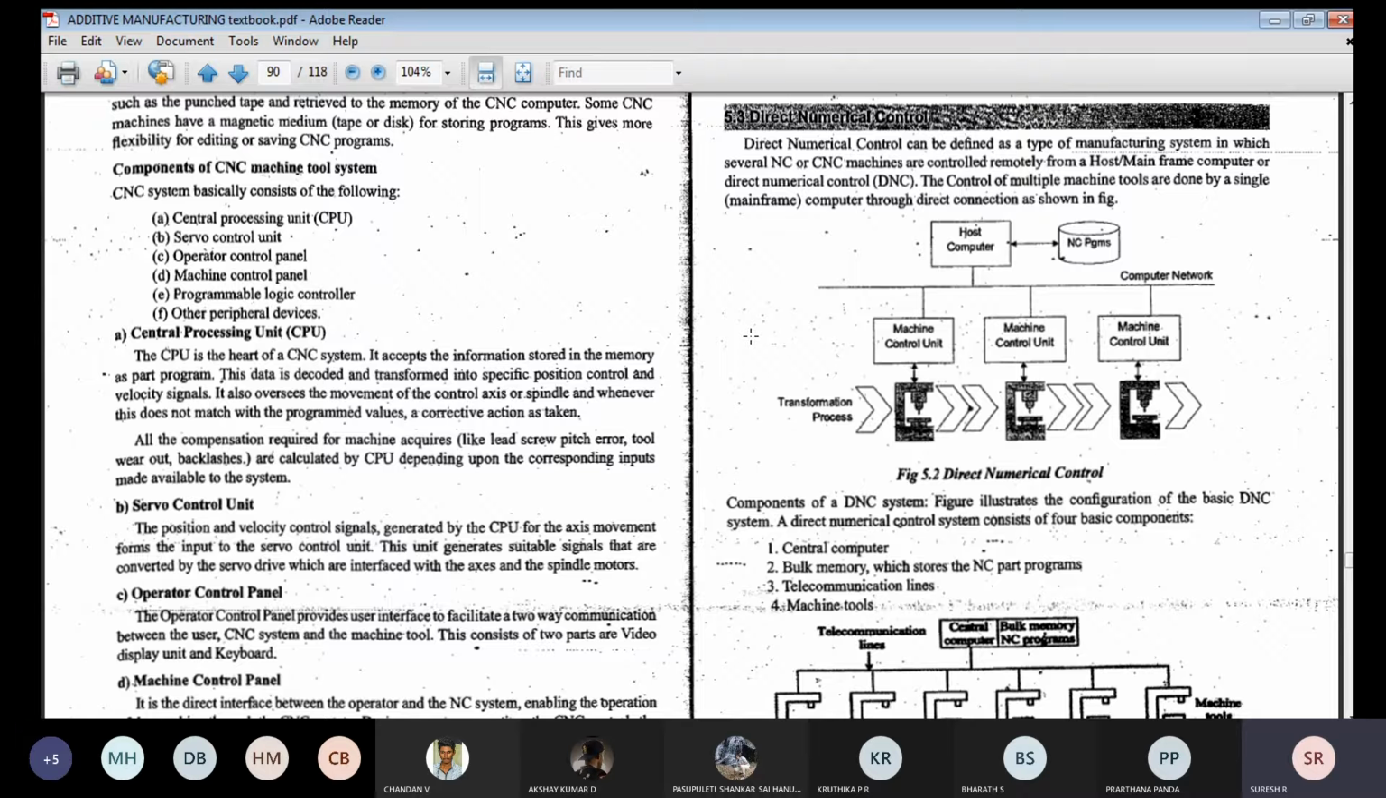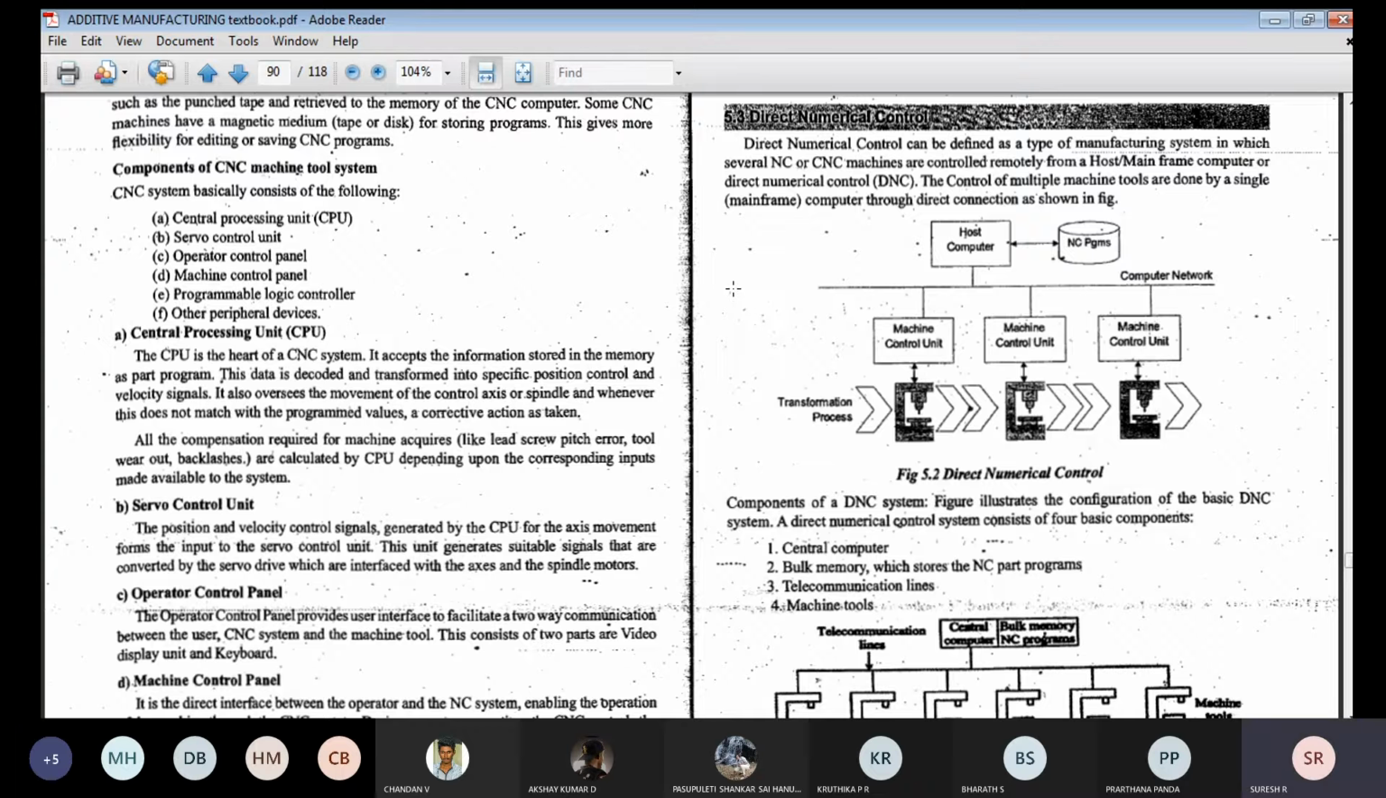Another difference is that the CNC is an integral part of the machine. Within the machine itself, the computer and everything is arranged, so it is part of the machine. DNC is not integral to the machine, because the DNC computer can be located at a distance from the machines. So this is another major difference between the CNC and the DNC machine.